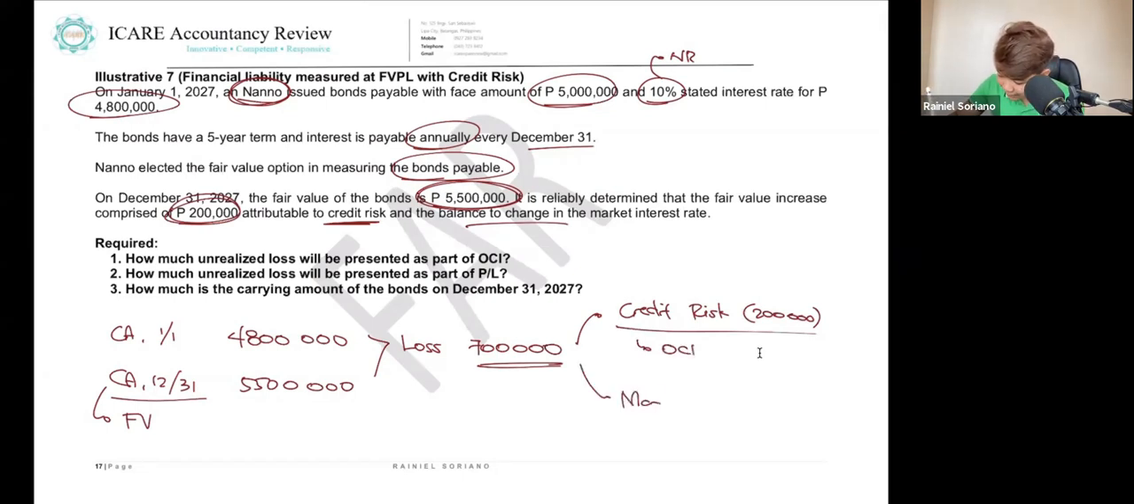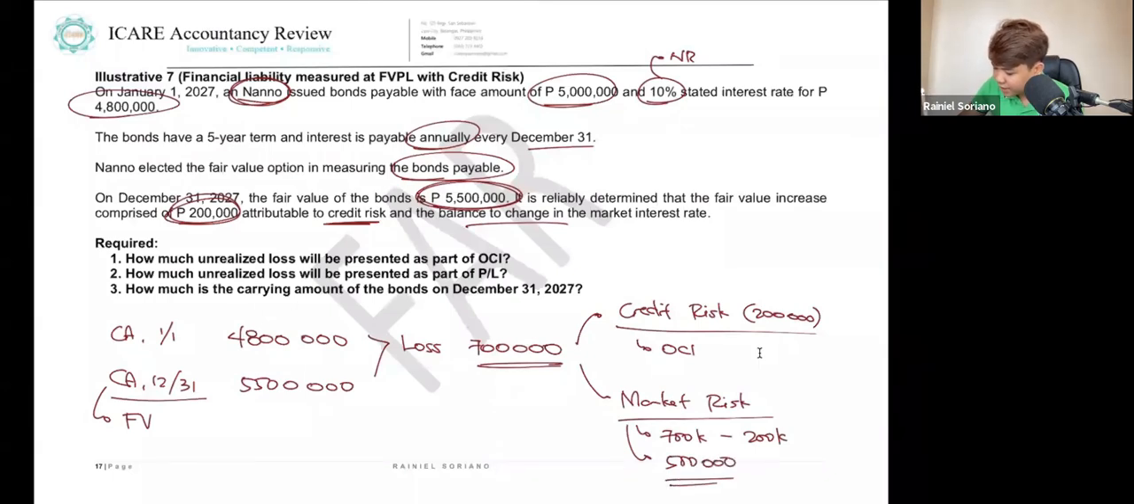Okay? Ang papasok lang sa P&L is yung residual amount, which is yung market risk. Magkano to? This is equal to 700,000 minus 200,000, or this is equal to 500,000 pesos. So itong 500,000 na yan, yan lang po yung papasok sa profit or loss natin. So requirement number 1, how much unrealized loss will be presented as part of OCI? 200,000 will be the final answer. Number 2, how much unrealized loss will be presented as part of P&L? 500,000 will be the final answer.